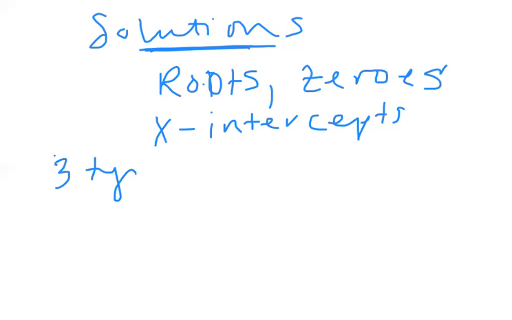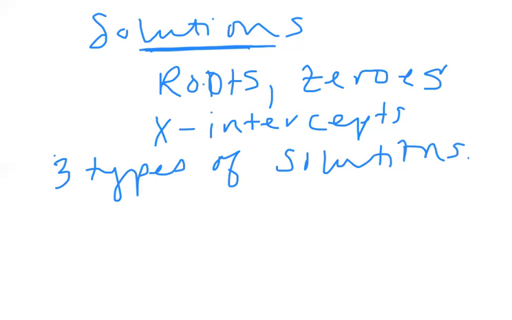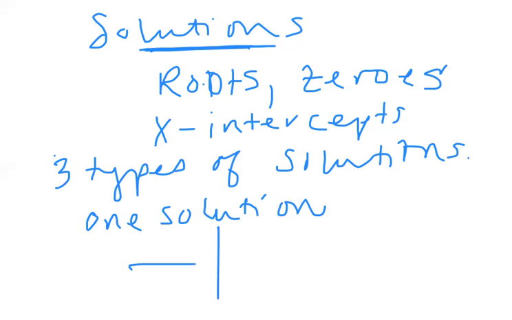3 types of solutions. So a quadratic could have 1 solution. And if it's got 1 solution, it's going to intersect the x-axis just once. So you might see something like this. Here, let me do a quick graph for you. You might see a graph like this, where the graph is intersecting the x-axis just once.